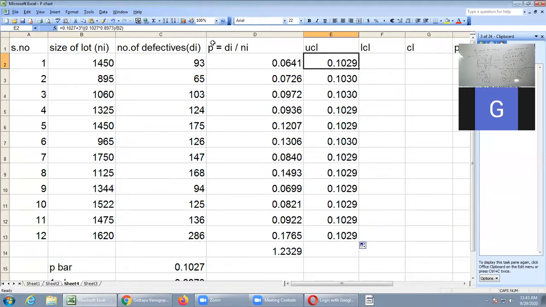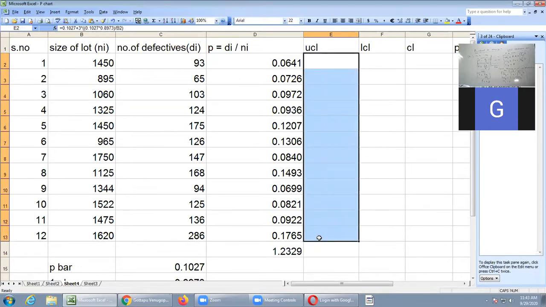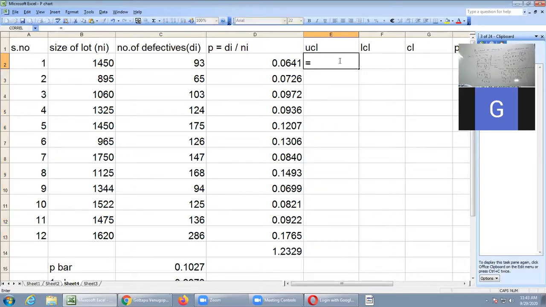First I will do it once again. What if I made a mistake? I will see again, so I will delete this one. What is the UCL formula? Equal to P bar. P bar value 0.1027 plus 3 into 3 asterisk, SQRT, root over, SQRT option.